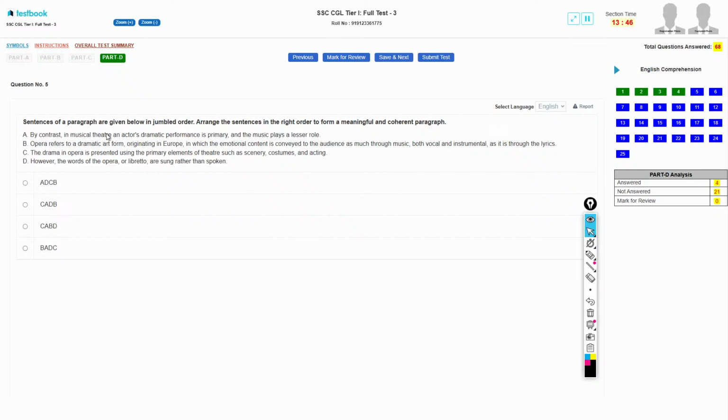By contrast, in musical, no. However, no, the drama in opera is presented using. Opera refers to a dramatic. So B to start with.